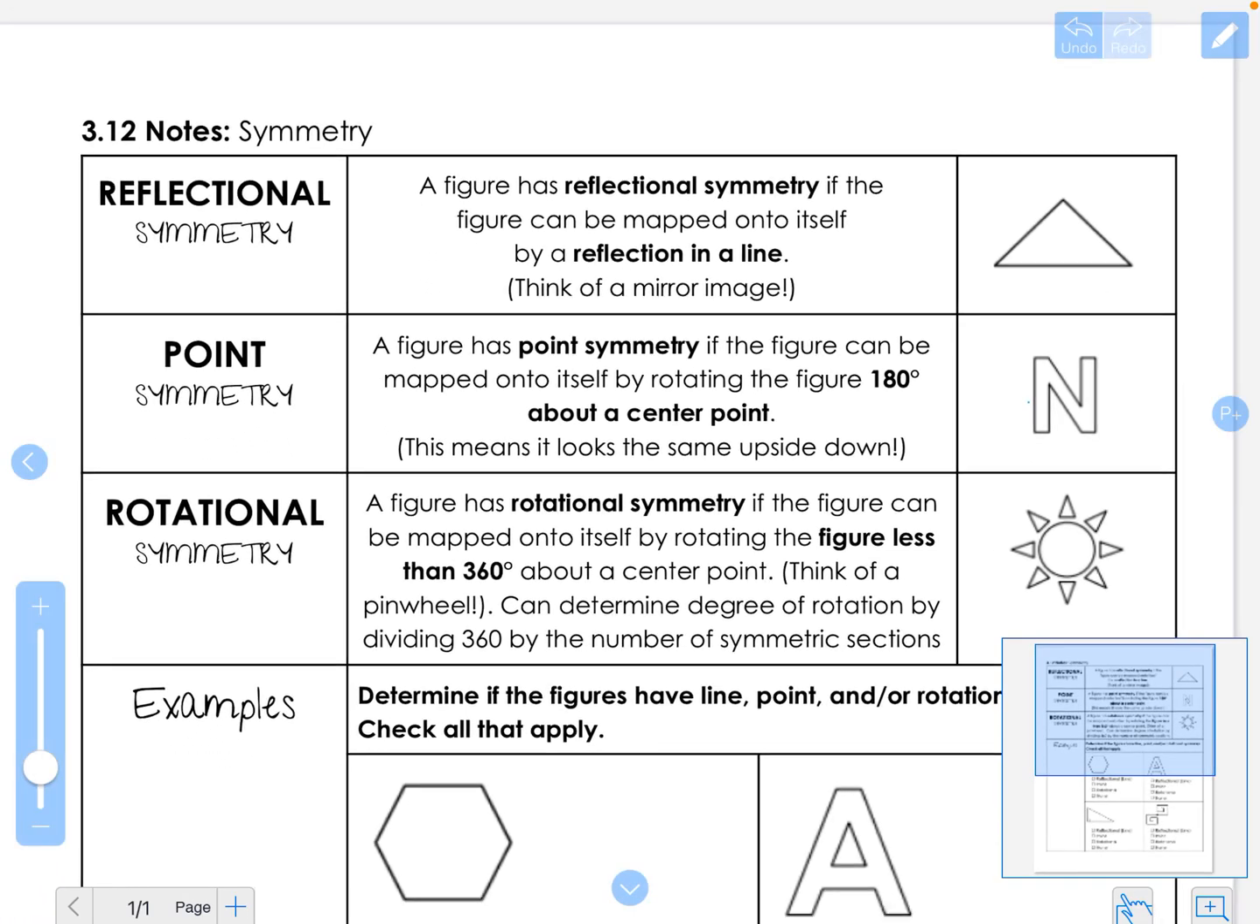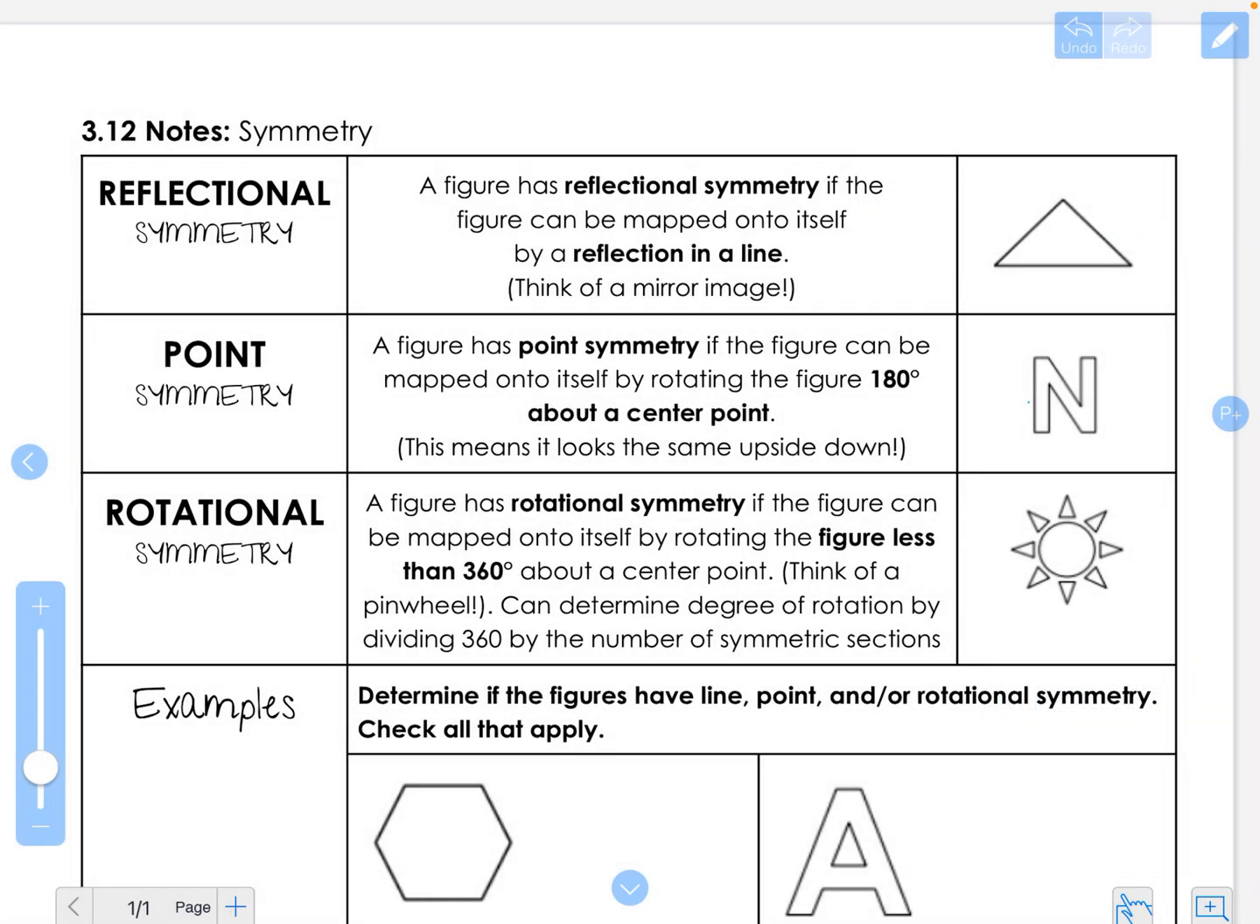Welcome to Coach Taylor's Class Notes, and today we're going to talk about symmetry. So we've got three kinds of symmetry. Sometimes they overlap, but we're going to talk about what makes them different.